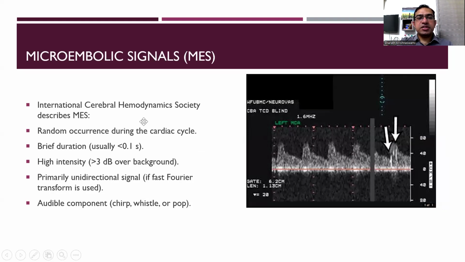How does the International Cerebral Hemodynamic Society describe these microembolic signals? These are a random occurrence during the cardiac cycle. It appears for a brief duration, usually less than 0.1 seconds. It has a high intensity, greater than 3 decibels over the background. It is a primarily unidirectional signal if you use a fast Fourier transformation, and it has an audible component, that is a whistle or a pop or a chirp.